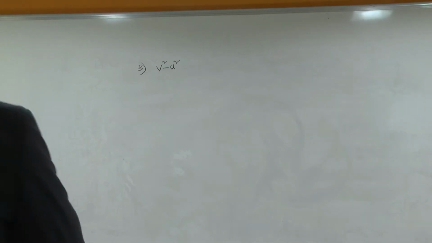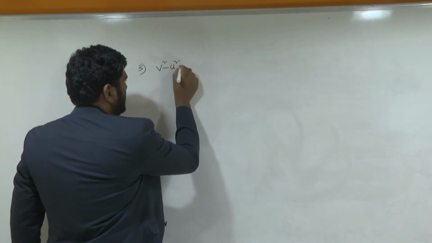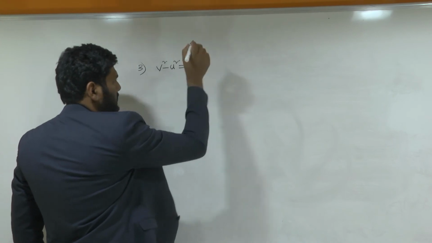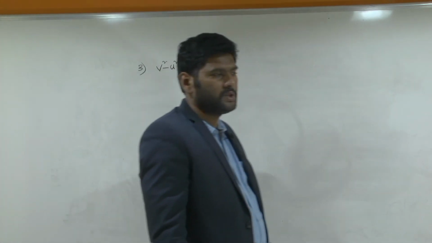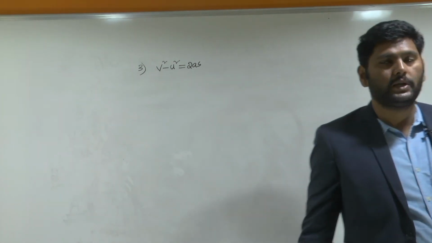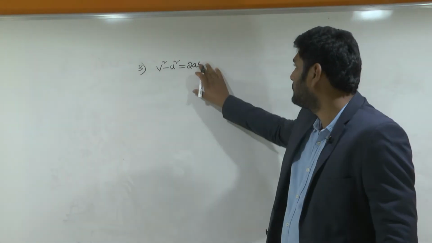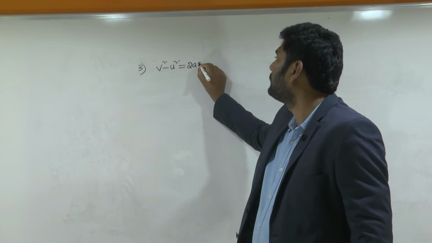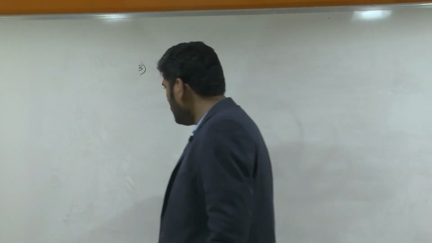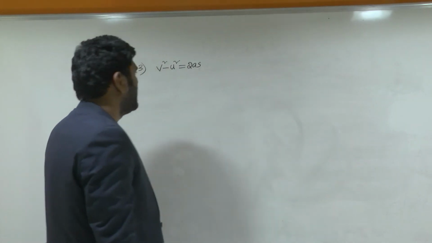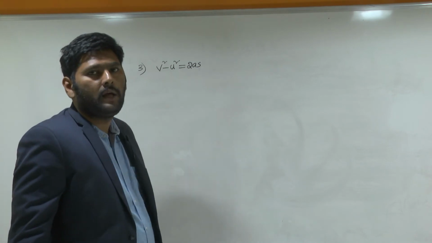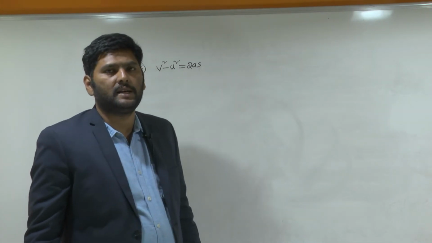Yeah, the third equation of motion is v square minus u square equal to 2as. To derive this, again we'll use the concept of average speed or average velocity.